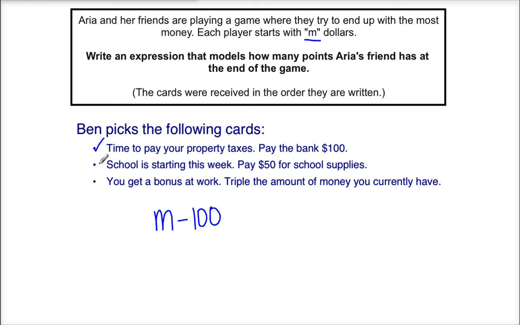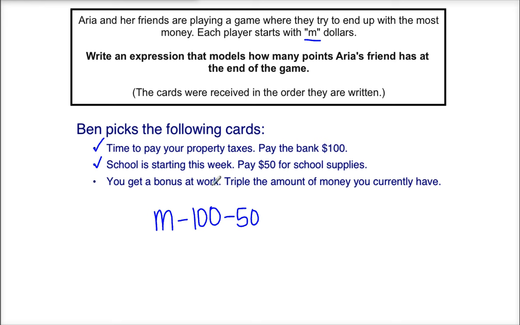Next card he draws says school is starting this week. Pay $50 for school supplies. Okay, so once again we're losing money. So we have to pay $50. So from our total, and after we subtract $100 for our property taxes, we also have to pay $50 for our school supplies. Okay, so far this expression represents how much money he has after paying property taxes and after paying school supplies. Okay, these two cards are done.